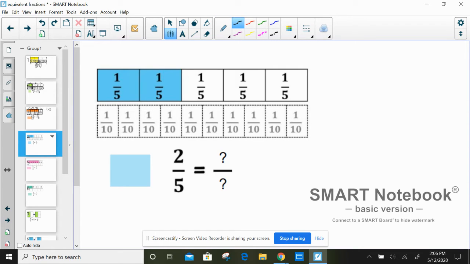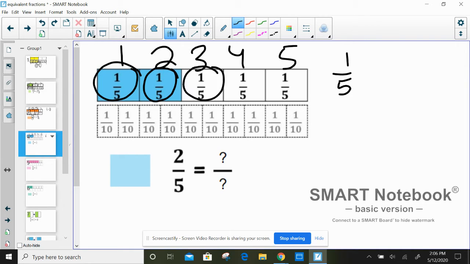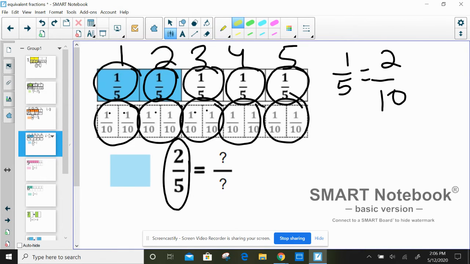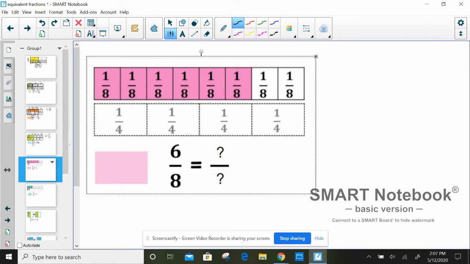So it looks like here we have 1, 2, 3, 4, 5 pieces here. And each of these 1/5 here is the same as 2 of our 1/10. So 1/5, see, 1, 2, 1, 2, 1, 2, is the same as 2/10. Okay? But they're asking here, out of 2/5, out of our shaded amount here, how many of our 1/10 are shaded? Let's see. Looks like we have 1, 2, 3, 4. 4 of our tenths. Okay? Next one here.